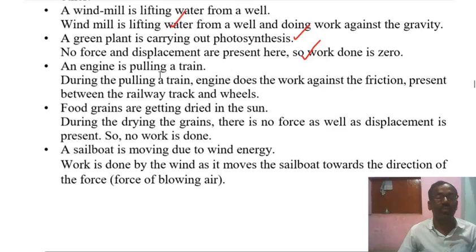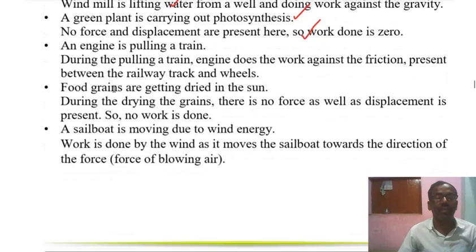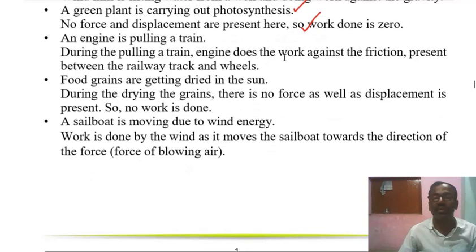An engine is pulling a train. During the pulling, a train engine does work against the friction present between the railway track and wheels. Hope that there is no problem to understand the answer of this question.